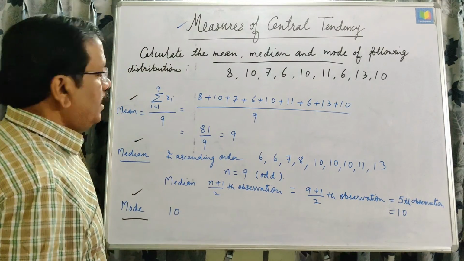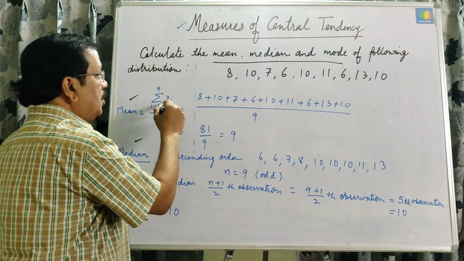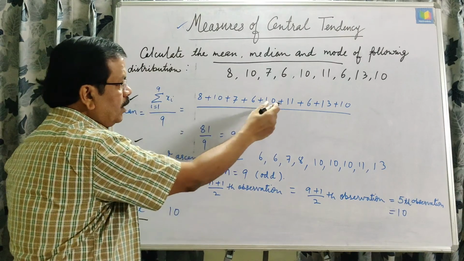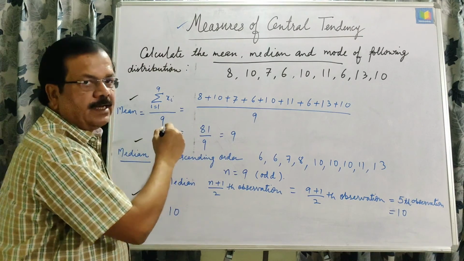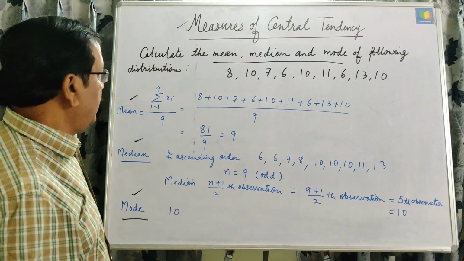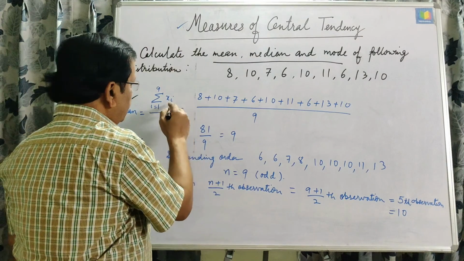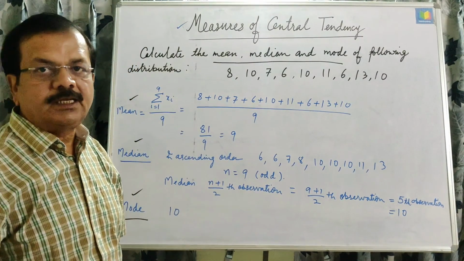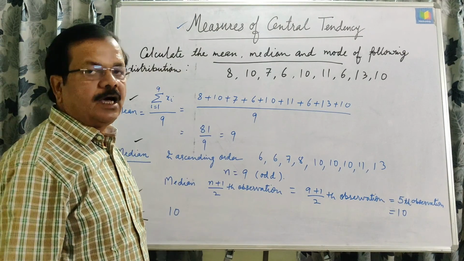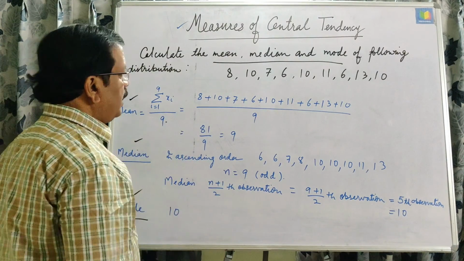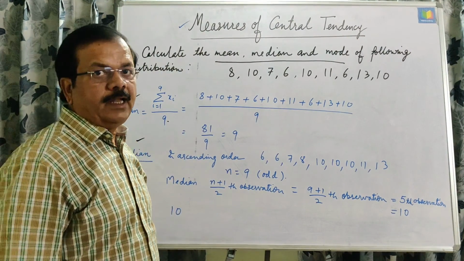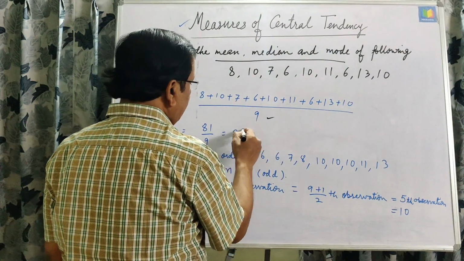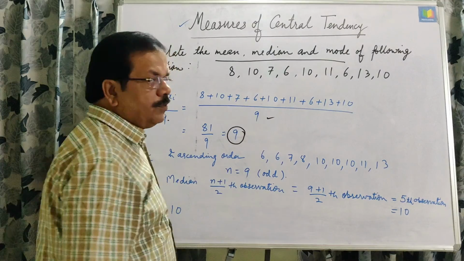For mean, we know that summation of xi, i from 1 to n, here the total number of observations is 9, so we can write here 1 to 9, and this is the short form of writing x1 plus x2 plus x3 plus right up to x9 upon the total number 9. And adding all these and dividing by 9, we are getting mean is equal to 9.